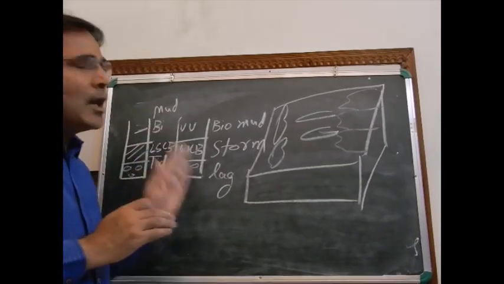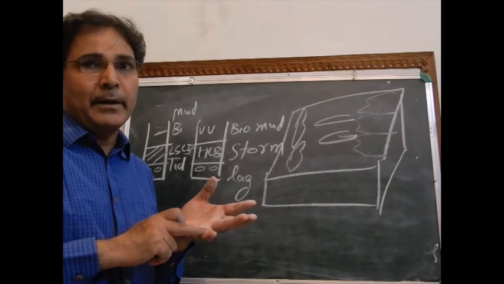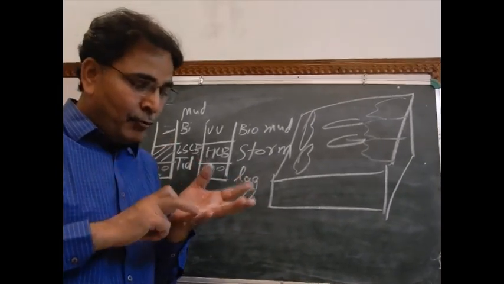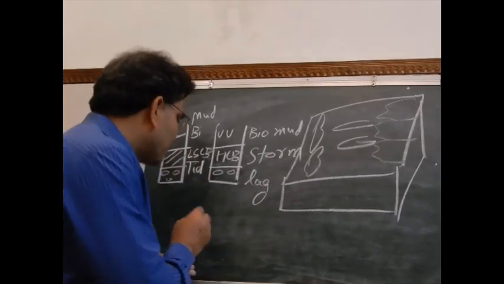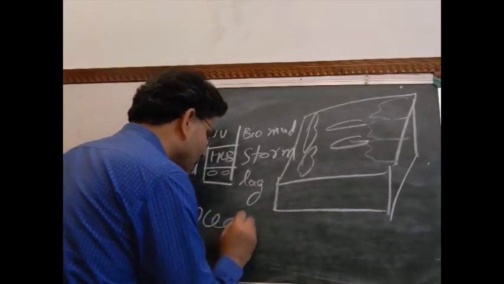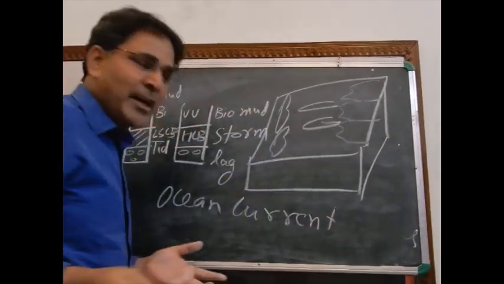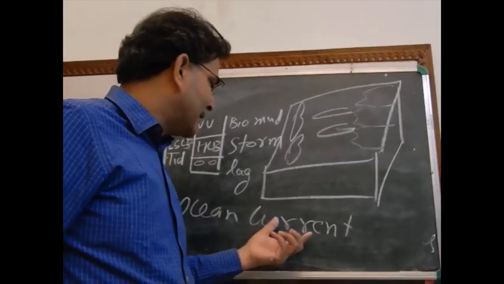So this is all about the shallow marine clastic sedimentary environment, in which there are three main processes: the wave, the storm, and the tides. And the fourth process is the oceanic current. They are basically such as the Gulf Stream or Agulhas currents. We are familiar with a number of oceanic currents.